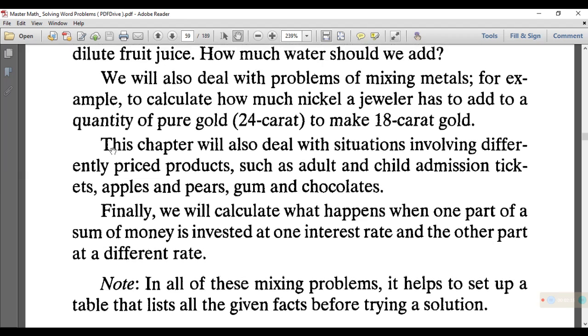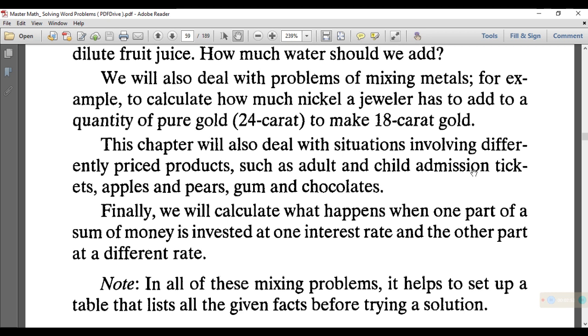Next, hindi lang to basta-basta sa mixture problems. Meron ding situations such as differences in products in price of goods or products. For example, you have admission tickets. Iba yung price for the adult's admission ticket, iba yung price for the child's admission ticket. So, if you purchase a certain amount of tickets, how many adult's tickets and child's admission ticket did you purchase? Ayan.